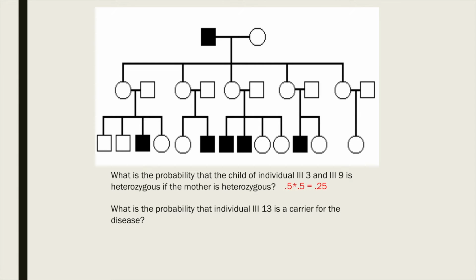So the next question asks, what is the probability that individual 313 is a carrier for the disease? So we know the father is an unaffected male, so his genotype is X big A Y. We know the mother is a carrier, and her genotype is X big A, X little a. Since we know the offspring is a female, we know that the father must have given one copy of the X chromosome, and he only has the X big A allele. So the mother has to give the X little a allele, and there's a 50% chance of that because she has X big A, X little a. So the probability that individual 313 is a carrier is 0.5.